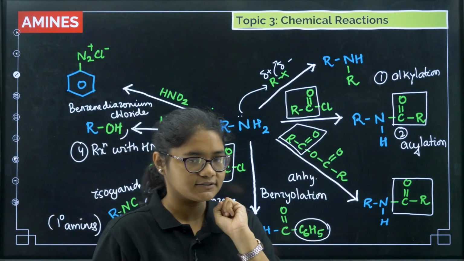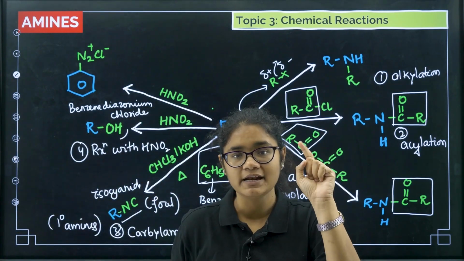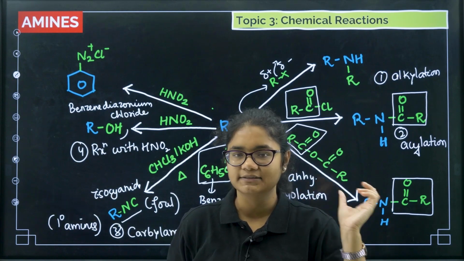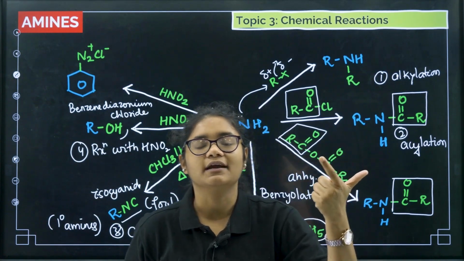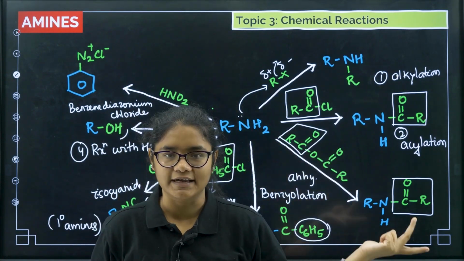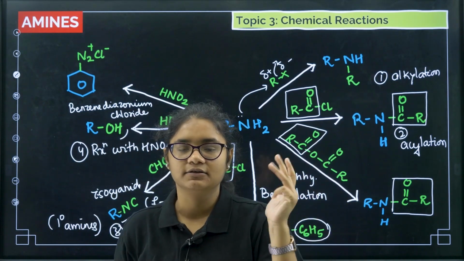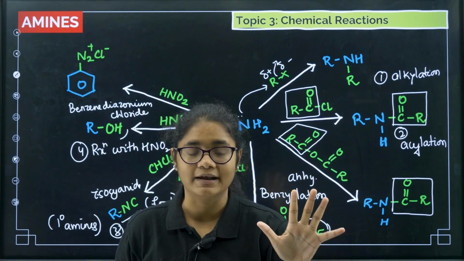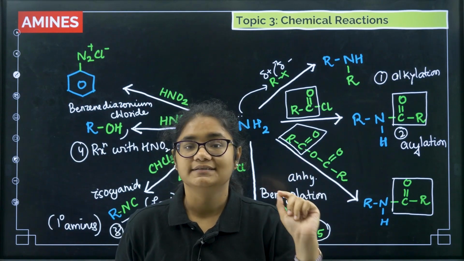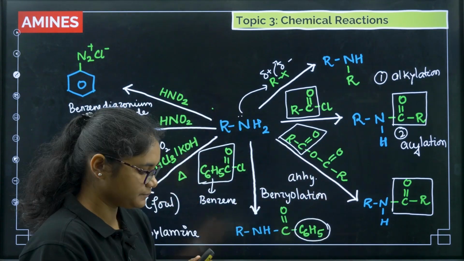So by now we have discussed 4 reactions. Total, if you remember, we had 7 chemical properties. First one was basicity, second one alkylation, third one acylation, fourth one carbylamine test, fifth one nitrous acid. Sixth and seventh are still remaining.